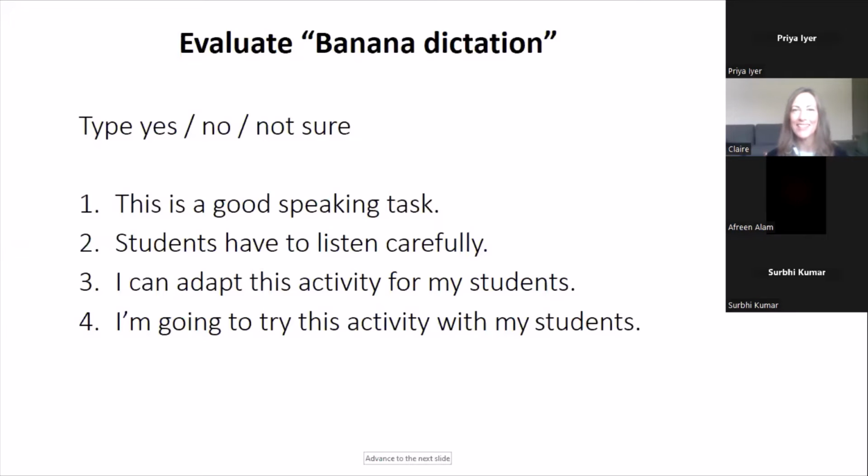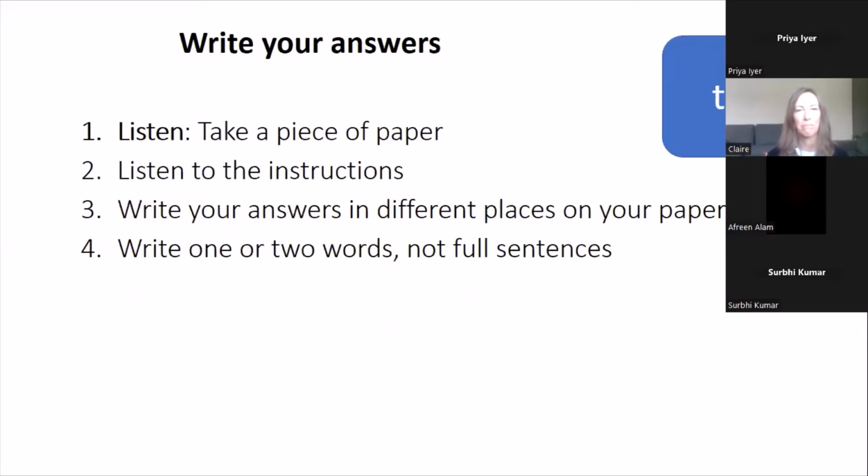Right, the next activity is also dictation. So if you want to take part, take a piece of paper, or you can type in the chat if you like. Actually, this doesn't really work in the chat. It's better on a piece of paper. I'll show you why. So this activity is called Write Your Answers. So you need to take a piece of paper, listen to the instructions, and write your answers in different places on the paper. So I don't want them in the order that you hear them. That's important. So if you're typing in the chat, listen to all the instructions and then put your answers down in a different order.